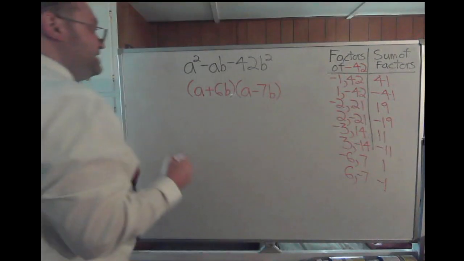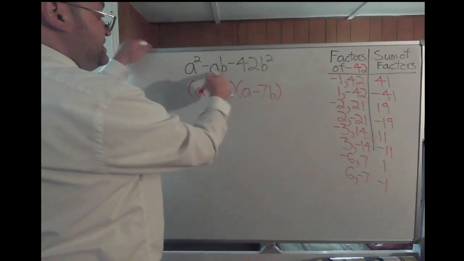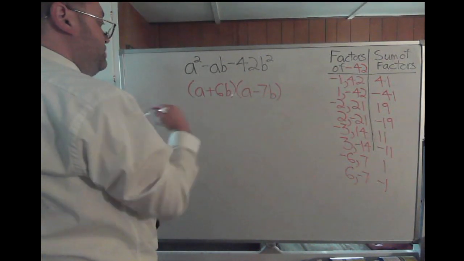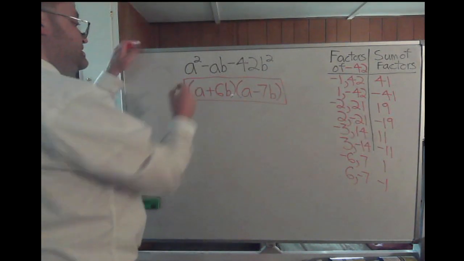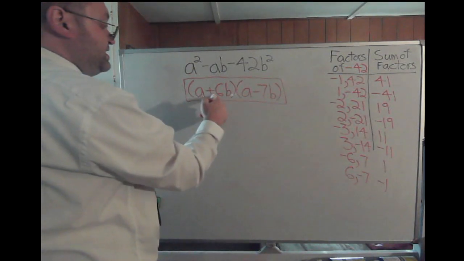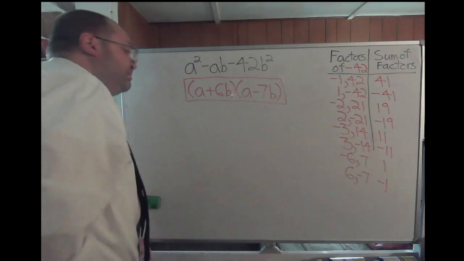And if you FOIL this out, you should get a squared minus ab minus 42b squared. So the factorization of this is going to be the quantity of a plus 6b times the quantity of a minus 7b.